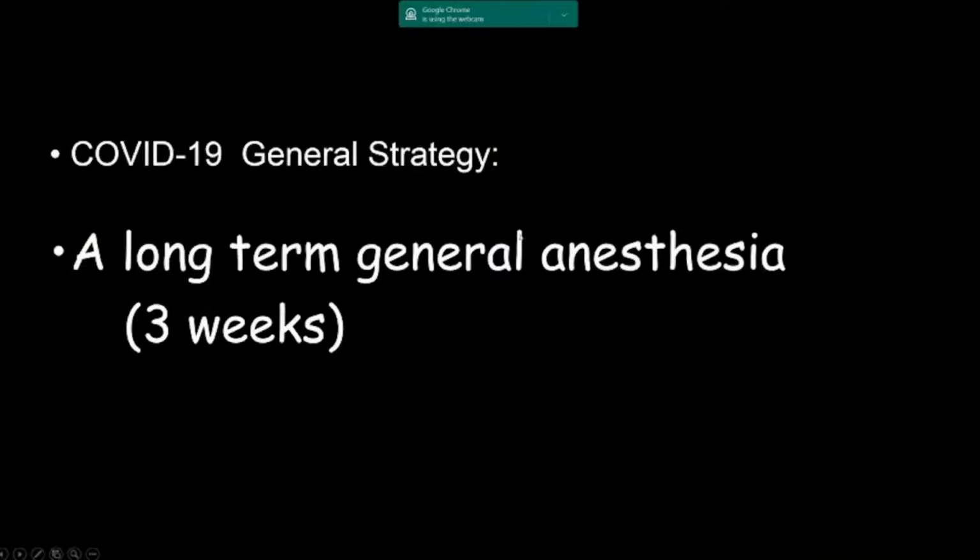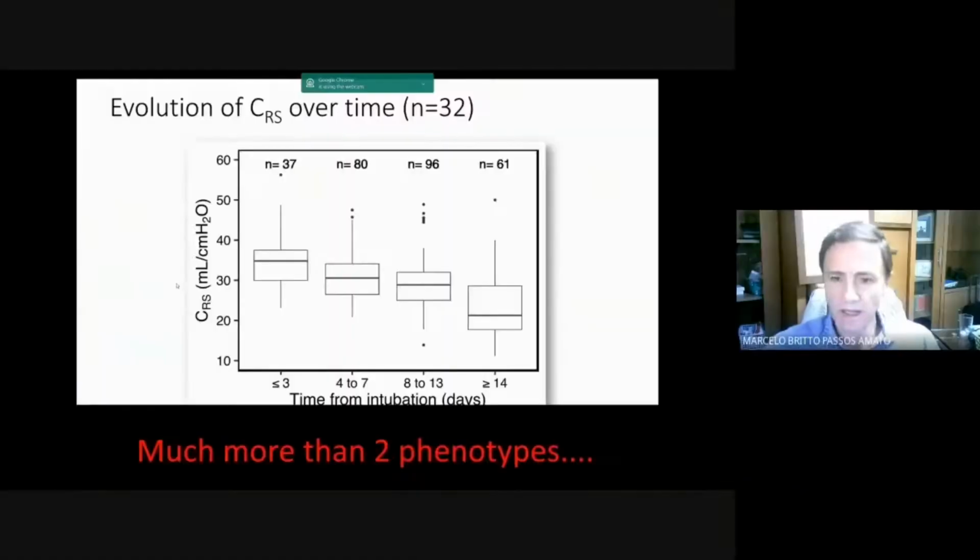We know that the majority of these patients stay under mechanical ventilation and weaning phase for 3 weeks. And some papers are showing that if you take the static compliance of the respiratory system, and this is days from intubation, so this is 2 weeks, there is a progressive decline of compliance along the time. And this explains pretty much the problem that we have with these patients, that sometimes they are classified in 2 phenotypes, and they have progressive deterioration of compliance along the time.